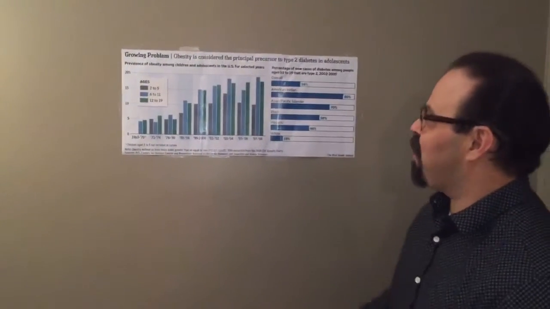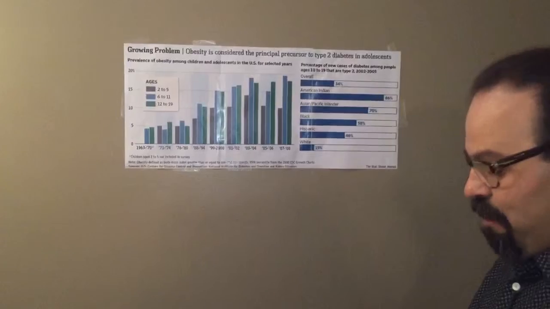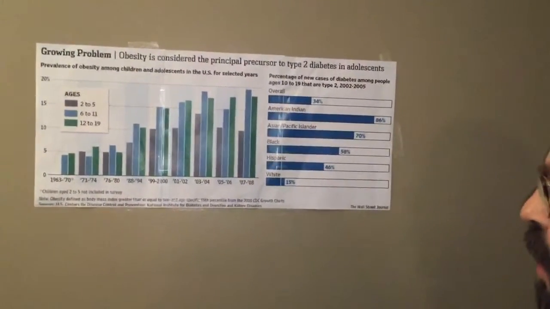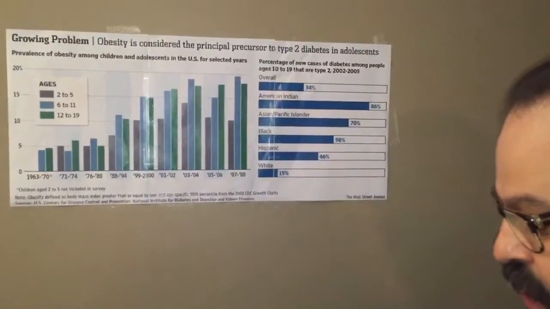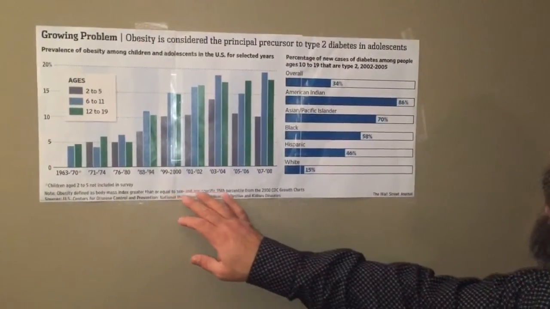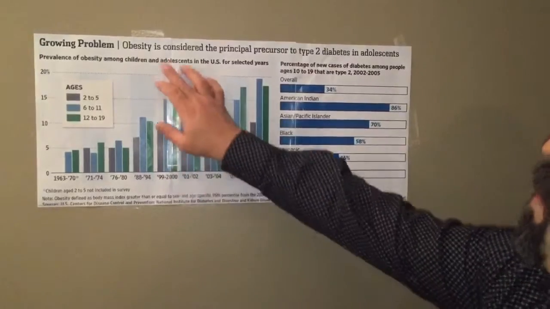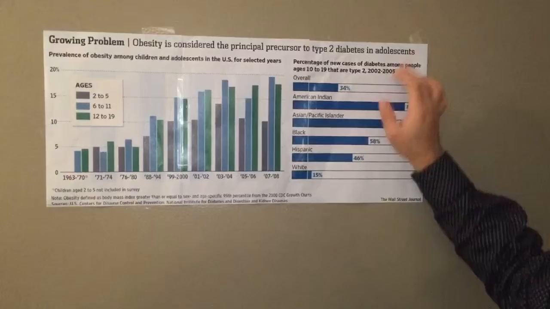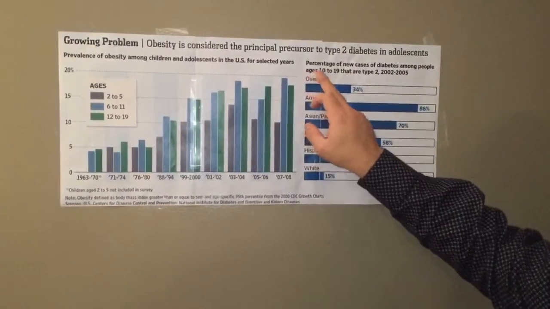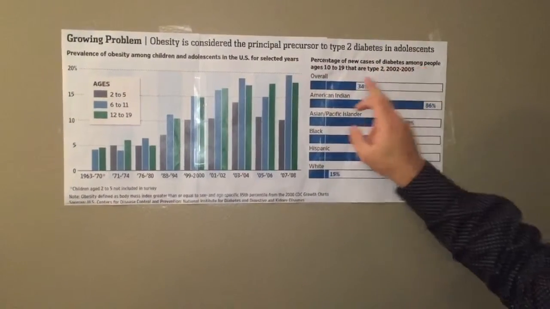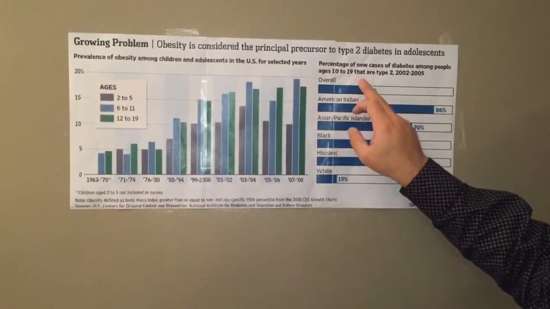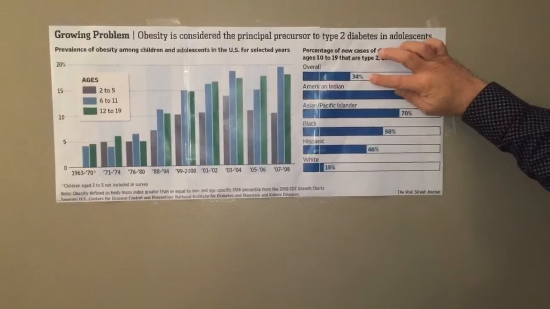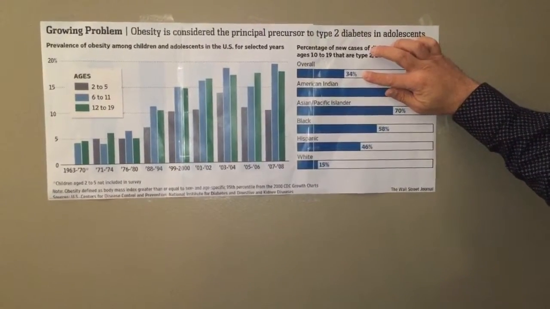As you can see in my visual aid provided by the Pharma Marketing blog in 2015, prevalence of childhood obesity among children in the U.S. for the selected years. Obesity is considered the principal precursor of type 2 diabetes in adolescence. Percentage of new cases of diabetes among young people ages 10 through 19 that are type 2 diabetes. Overall, there is a 34% increase.